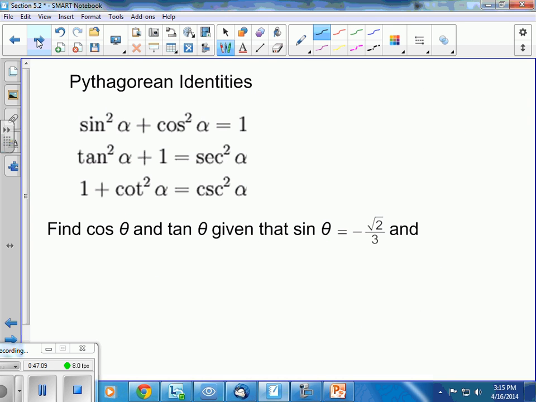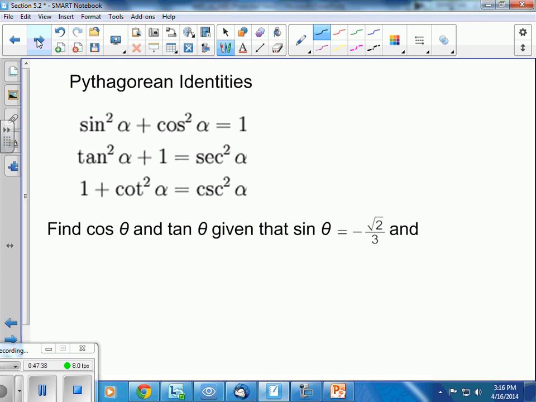The Pythagorean identities. The Pythagorean identities here on the screen: sine squared plus cosine squared is equal to 1. That should look very familiar to you. Pythagorean, x squared plus y squared is equal to 1. We also have the identity that tangent squared plus 1 is equal to secant squared, and 1 plus cotangent squared is equal to cosecant squared.